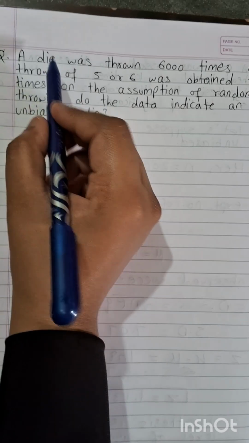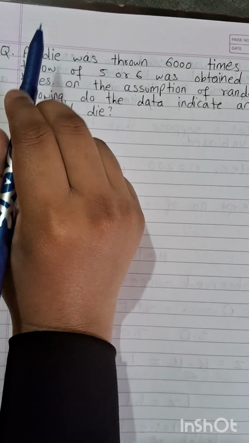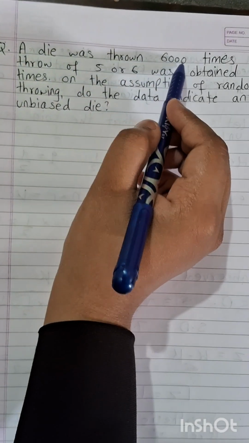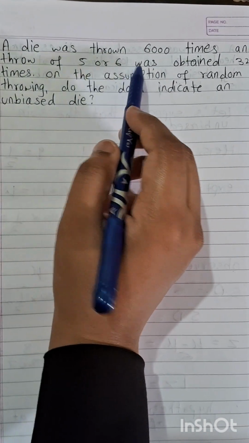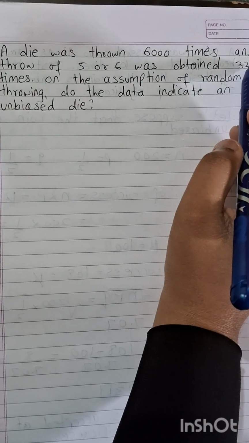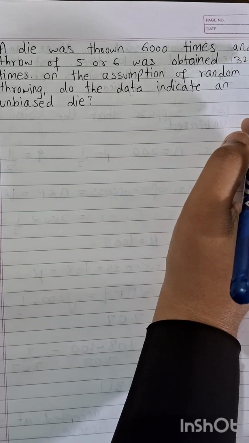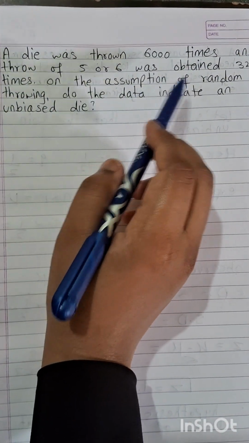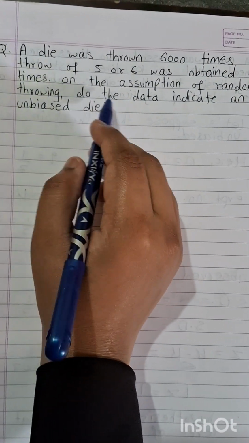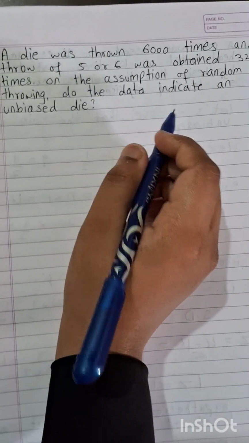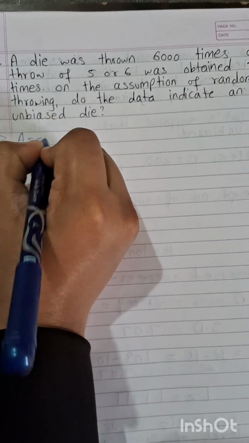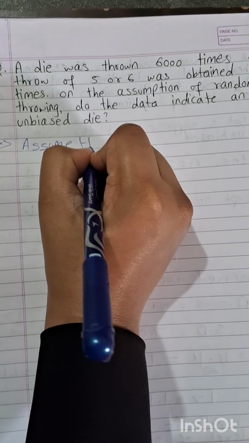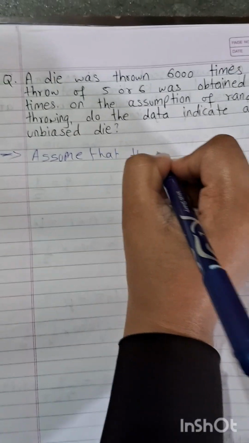Now let's take another example where a die was thrown 6,000 times and a throw of 5 or 6 was obtained 3240 times on the assumption of random throwing. Do the data indicate an unbiased die? Let's solve it. First, assume that the die is unbiased.